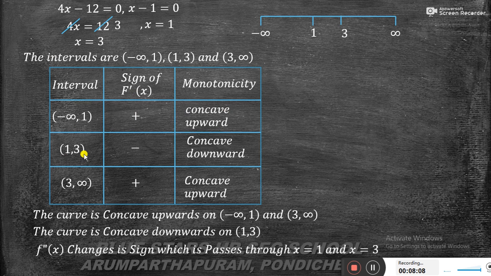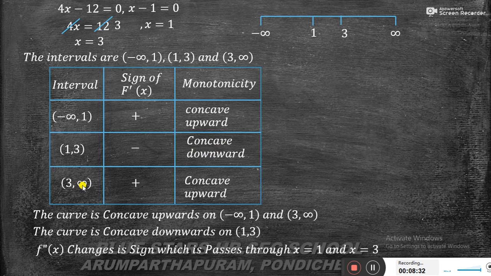Next, 1 comma 3. You take any number between them, x equal to 2. So f double dash of 2, you substitute in f double dash, and your answer is minus 12. So the minus sign represents concave downward, so this is concave downward.